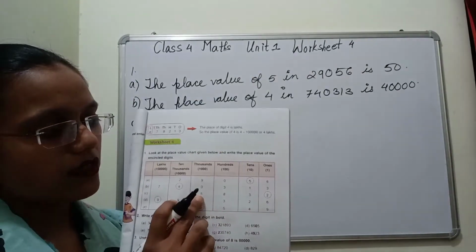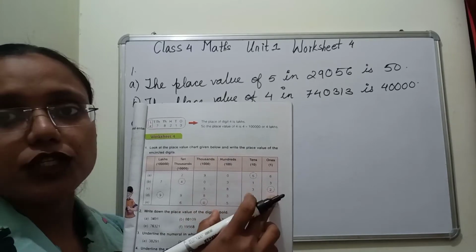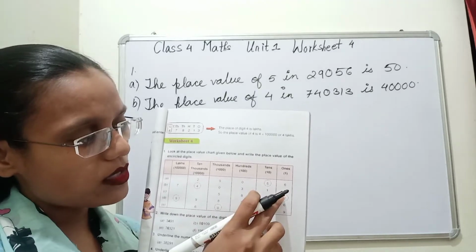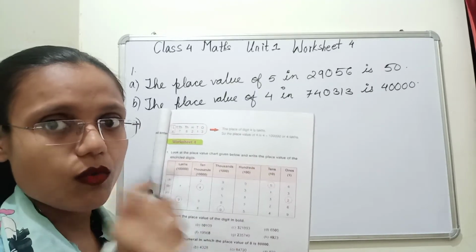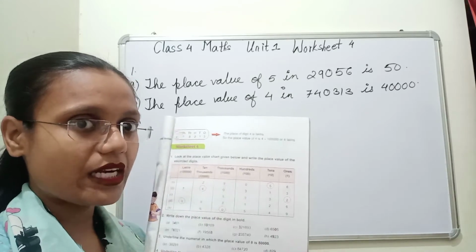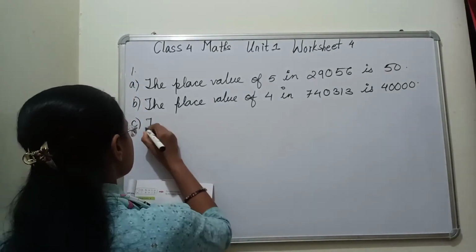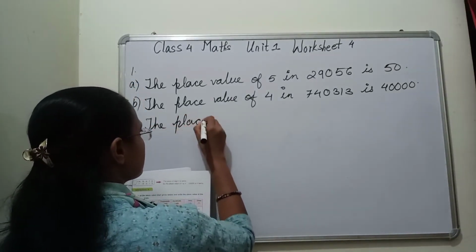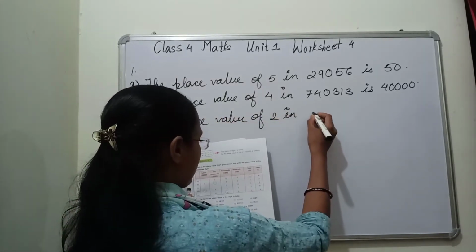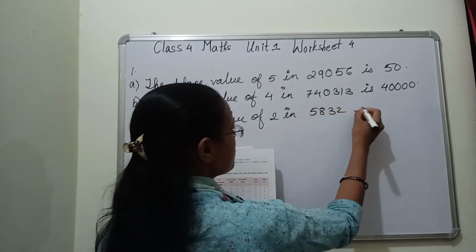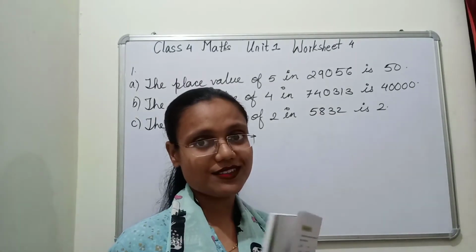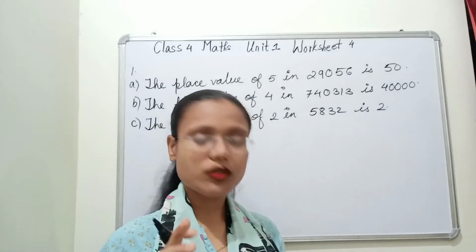In C the number is 5,832. 5,832 में आपका 2 is encircled. So the place of 2 is ones. Ones है उसका place, तो इसका value क्या होगा? Obviously the number itself, वो number ही रहेगा. That is 2. So how you will write? The place value of 2 in 5,832 is 2. Okay. This is very, very simple. D and E you will do yourself.